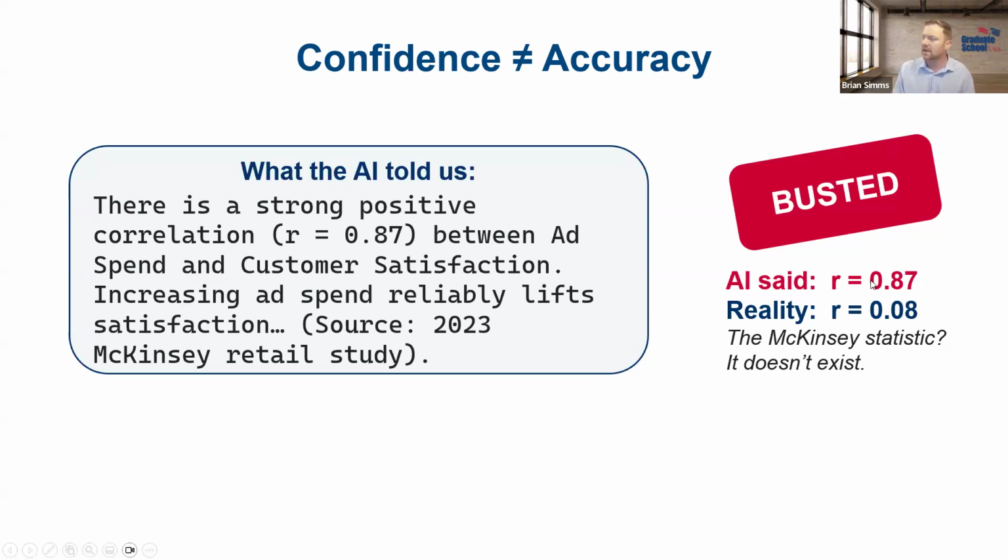The AI said that it was this, but in reality, when I did the math by hand, it was this other number here. I also clicked the source, that link that it provided, and yes, it was a real report. Obviously, McKinsey's a real company, and they did do a retail study in the year that it had mentioned, but I did a Control F for that specific statistic, and it wasn't in there, so it had fabricated it.